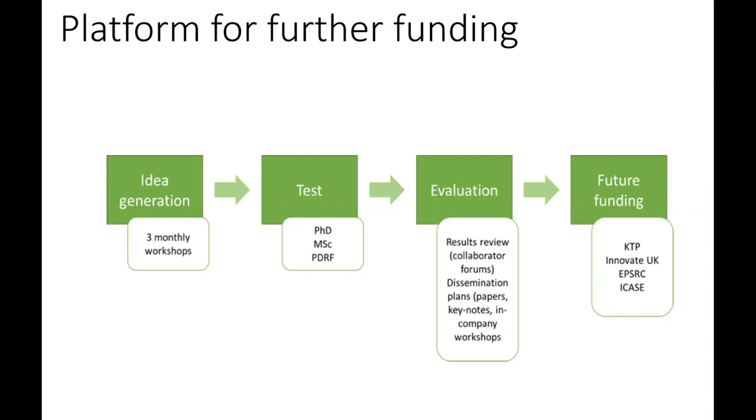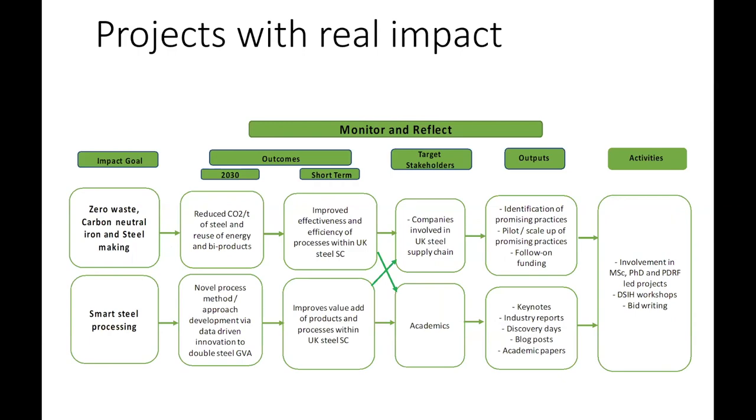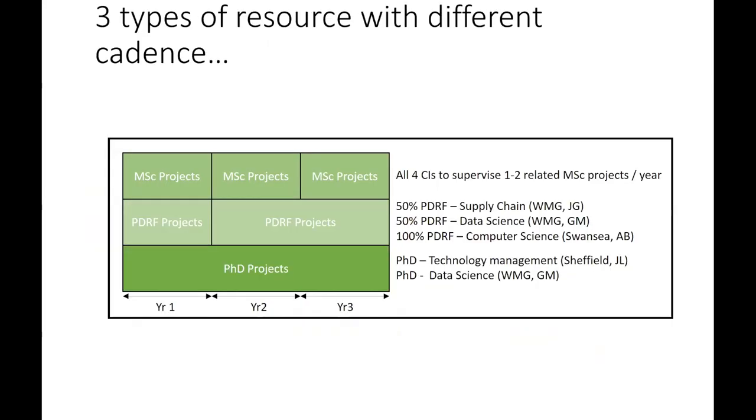So, the methodology for this is laid out here. It's all about monitoring, reflecting, looking at the impact and the goals of what we do. Of course, we're looking at zero waste, carbon neutralized steelmaking, and smart steel processing, our two grand challenges, and then feeding them through, looking at what the potential outcomes could be, what the short-term outcomes could be, and then actually targeting the stakeholders and developing the outputs through that. We're doing this through two PDRAs based at Warwick and a third PDRA researcher based at Swansea. And we're also bringing in MSc students as well. Plus, I think there's one or two PhDs currently associated with this project.